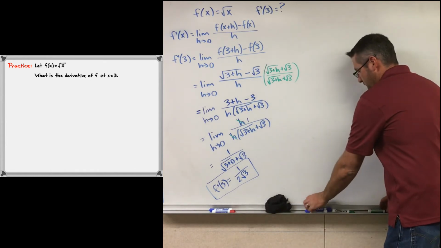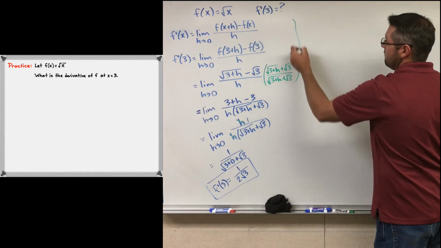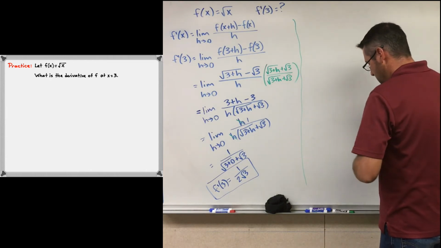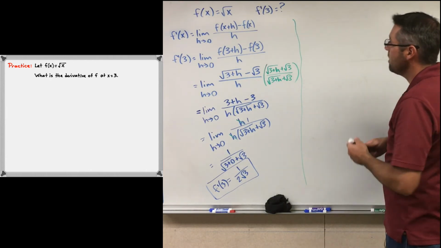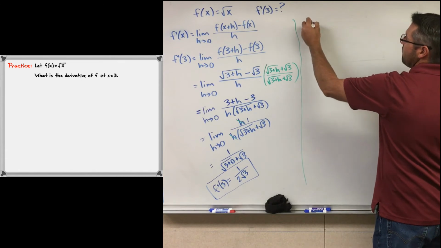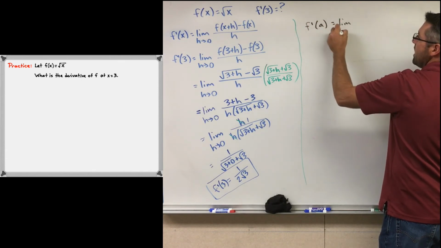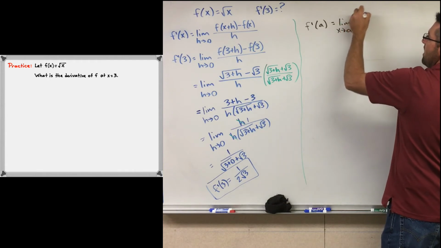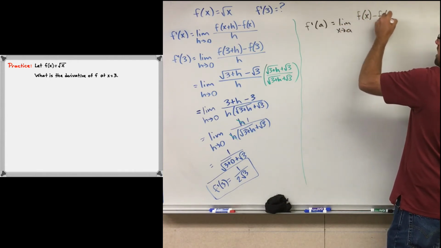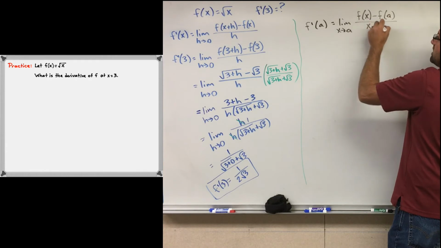Now, let's look at the alternate way of doing this and see what we come up with. To figure out f prime of a, we take the limit as x approaches a of f of x minus f of a all over x minus a.